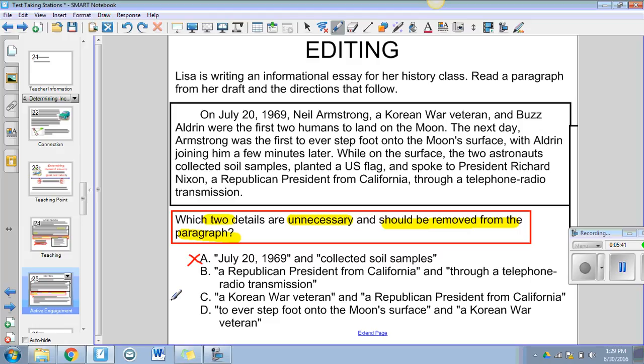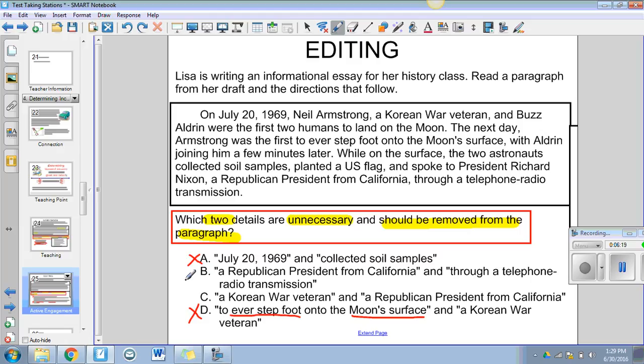A Korean War veteran and a Republican president from California. That's information that's telling me more about the people. Could be important. I'm going to skip that for now because I can't really make a decision. D, to ever step foot on the moon's surface and a Korean War veteran. Well, I know it's pretty important for someone to be the first to ever do something, especially if it's on the moon. So I think that detail would be important for the passage. I'm going to eliminate the choice D. So now I'm left with answer choices B or C.